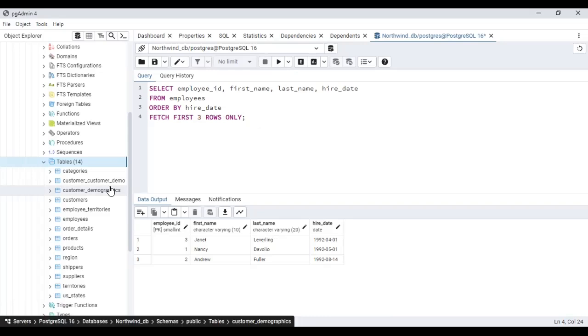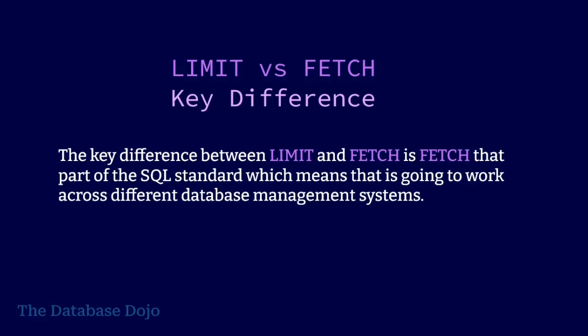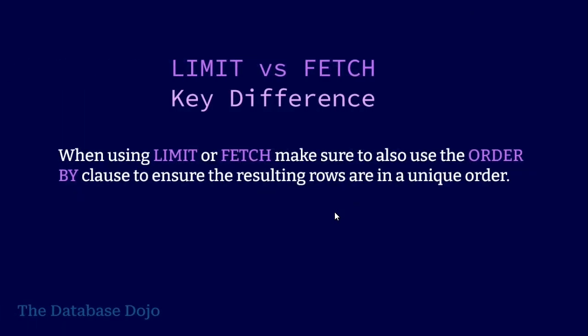As you can see, we get the same result. So here is the SQL query for this request using the fetch clause. So the key difference between limit and fetch is going to be that fetch is part of the SQL standard, which means that it's going to work across different database management systems. So fetch is going to work in every database management system that you use, while limit is only going to work for certain database management systems.